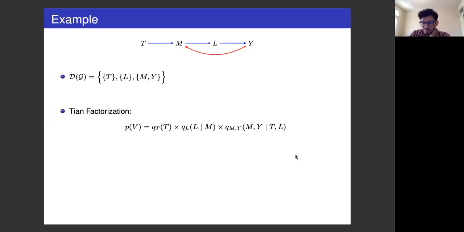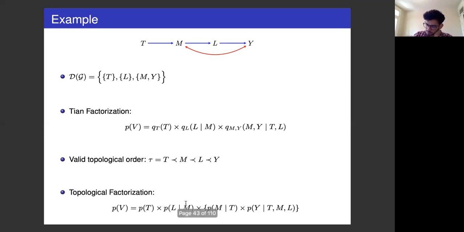So if you want to rewrite this in terms of P's, we need to impose a topological order. It turns out in this simple example, there's only one valid topological order, where T comes before M, M comes before N, and L comes before I. According to this topological order, we can write down the topological factorization as P of T given its Markov pillow, which is MT, P of L given M, and we can write down this Q object as a product of two things. One, P of M given its Markov pillow, which is T, and Y given its Markov pillow, which is everything.